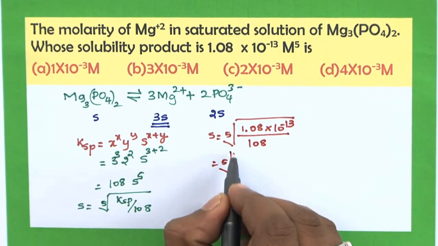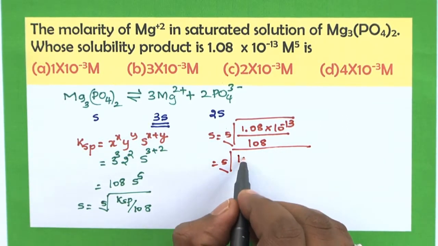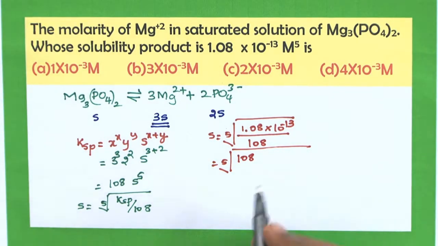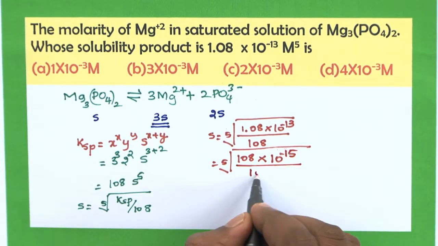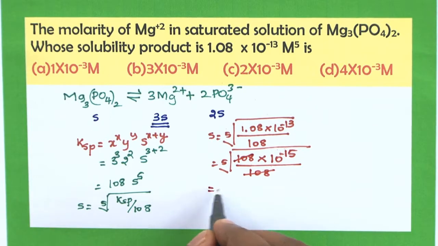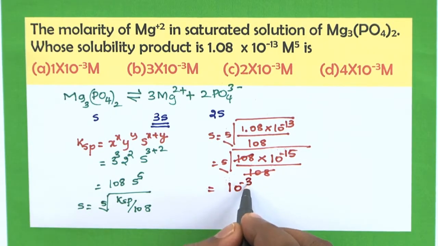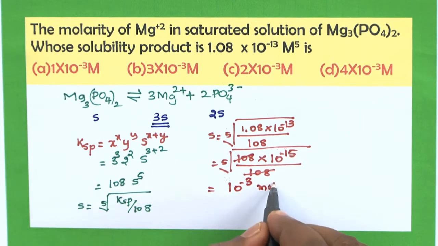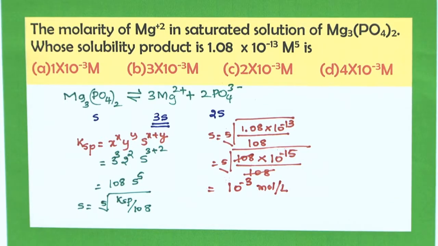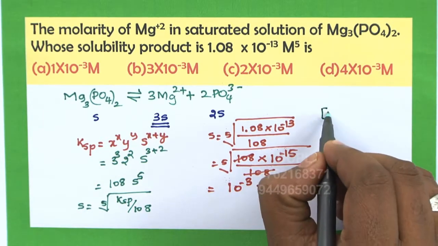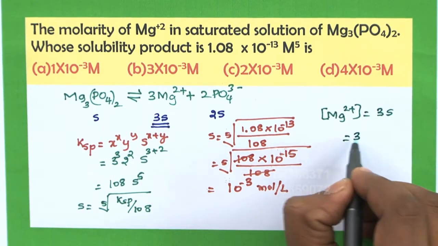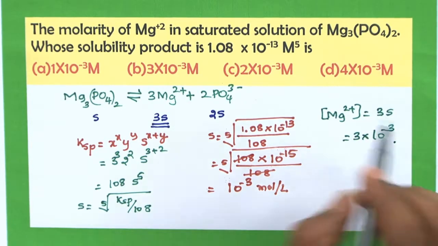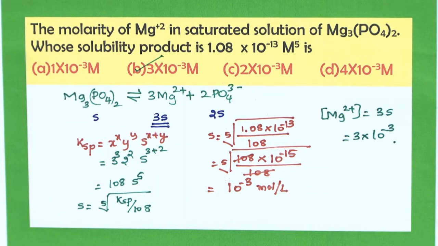That is fifth root of, I will shift the point, so 1.08, if I shift the point after 2 digits I should multiply it by 10 to the power minus 2, hence it becomes 10 to the power minus 15 divided by 108. The 10 gets cancelled, so fifth root of 10 to the power minus 15 is 10 to the power minus 3. This is 10 to the power minus 3 mole per liter, the solubility of magnesium phosphate. But we require the concentration of magnesium ions. The concentration of magnesium ions will be equal to 3 times its solubility, that is equal to 3 into 10 to the power minus 3. Hence option B is the right answer.